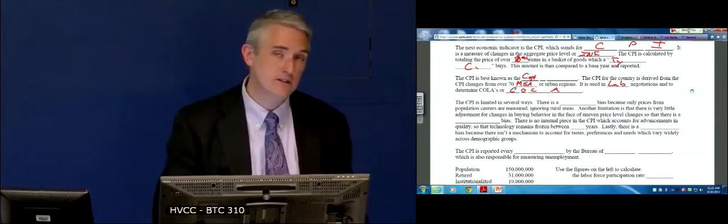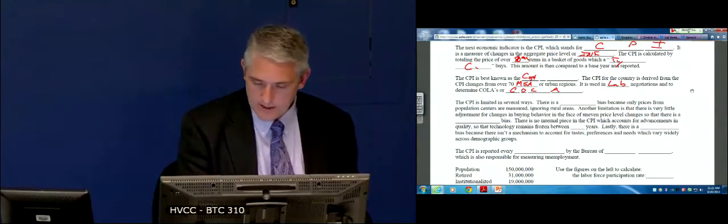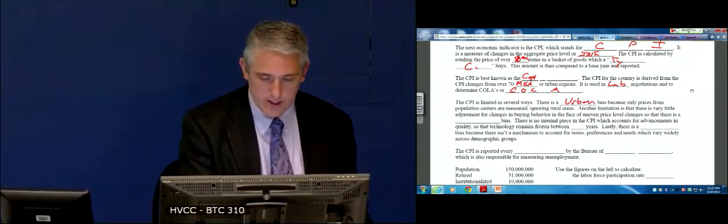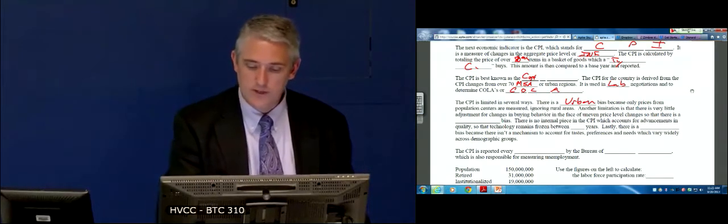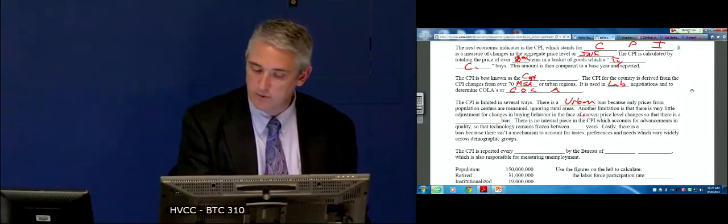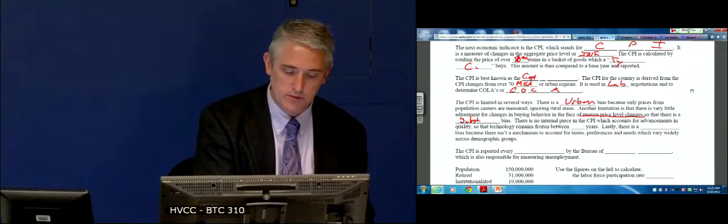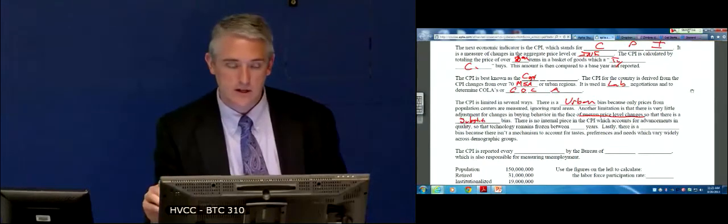The CPI is limited in several ways. There is a bias because only prices from population centers are used, so that's the urban bias, ignoring rural areas. Another limitation is that there's very little adjustment for changes in buying behavior in the face of uneven price level changes, so there's a substitution bias because, of course, actual people substitute low-priced things in place of high-priced things. There is no internal piece in the CPI which accounts for advancements in quality, so there's a technology bias, and that technology bias remains frozen between base years.